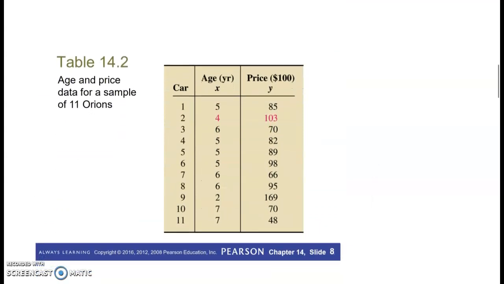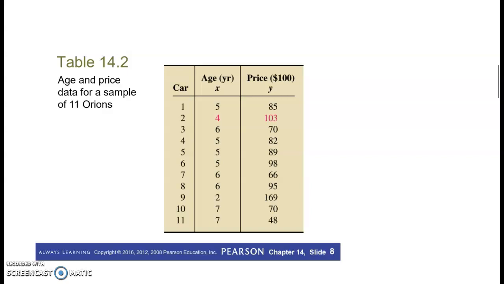So here's an example of a set of data. If you go to your textbook and you read the chapter in the textbook, they're going to use this example throughout. So this is a set of cars. We have 11 cars. They're called Orions, some fake car company. And here we have the age of the car and the price of the car. So our first car is 5 years old and was $8,500. Okay. And so on, and so on. The second car is 4 years old and is $10,300.